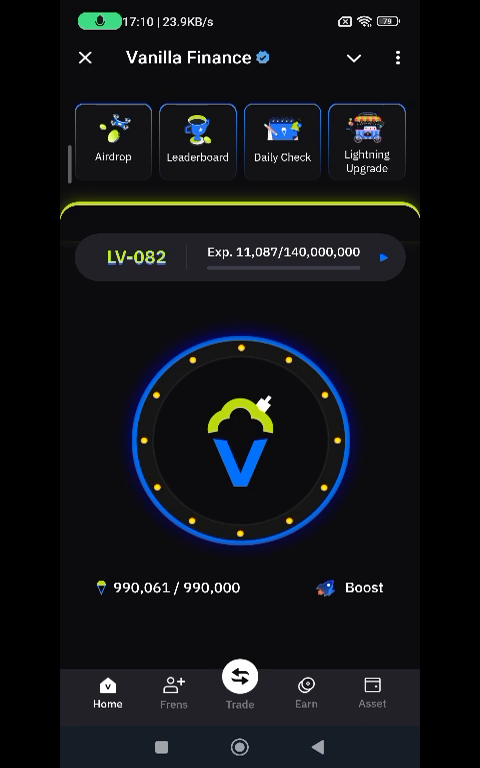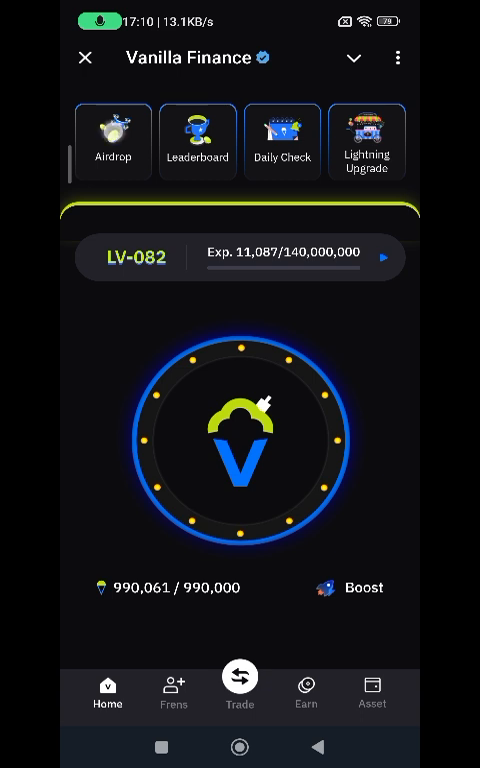Vanilla Finance is going to be incentivizing participants who trade on the app and take actions on the app. The TGE dates have not been announced, but more information will be coming very soon.